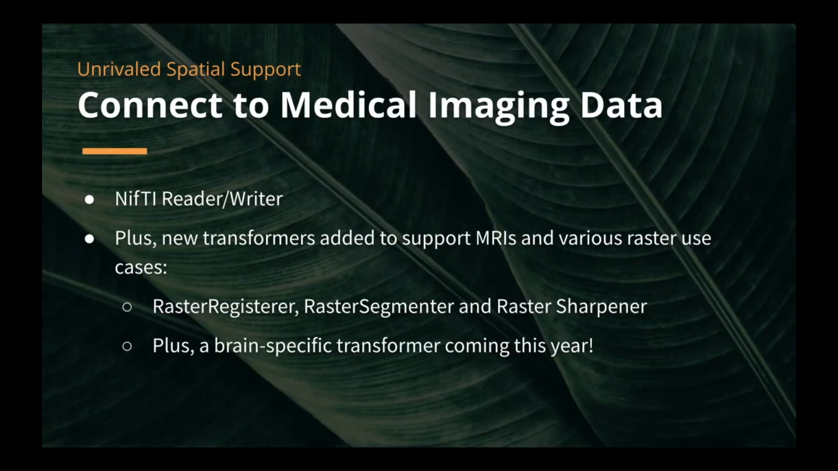Yeah, medical imaging data, we continue to put some effort in that, a new reader writer, and then some new transformers like the raster register, raster segmenter, and the sharpener, those are valuable for all raster workflows. Yeah. So as we do these new things, we look to how can we harness the technology to benefit the whole platform. Plus there's some brain specific transformer coming this year. It's the brain extractor. Wow.